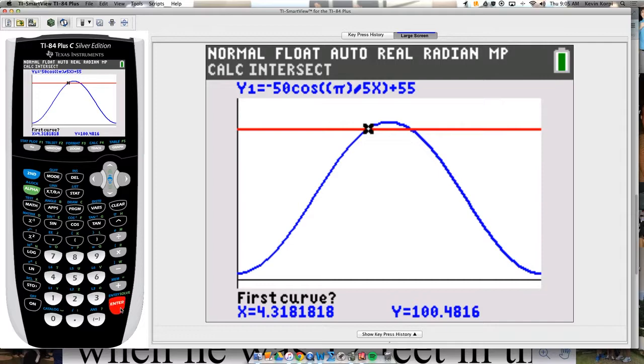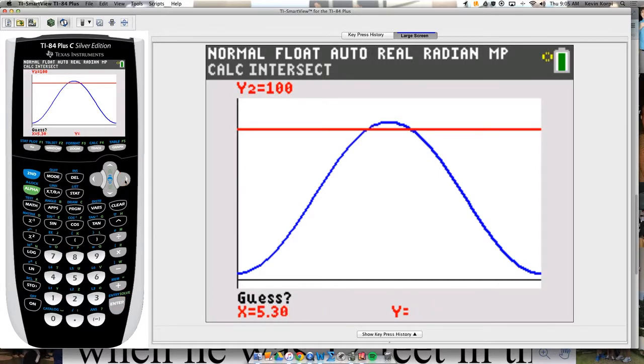And we'll find the second one. Enter, enter, and then scroll over closer to the second one. That looks close enough. Hit enter, and you get 5.717. So you will have to write that down. I do want to see the values you're using. I'm going to call it T sub 2 equals 5.717 if you truncate seconds.